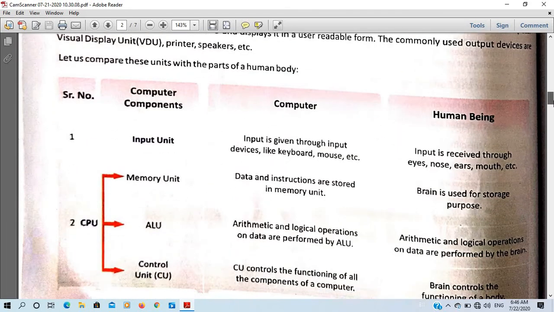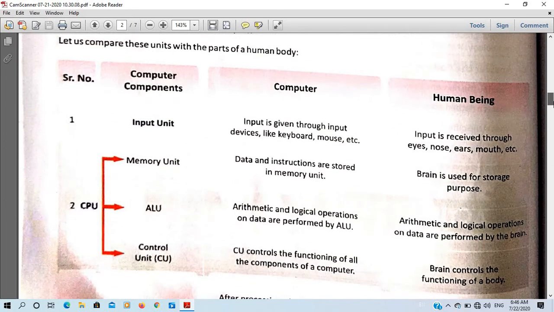Now let's see these three unit summary. Okay, it is given in short. See, computer component and computer input unit. Input unit examples have been given. Then memory unit: data and instructions are stored in the memory unit. So memory unit is the hard disk or RAM or ROM. Their data is saved, stored.